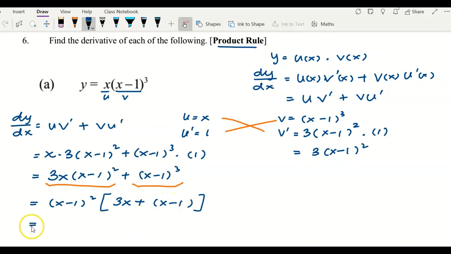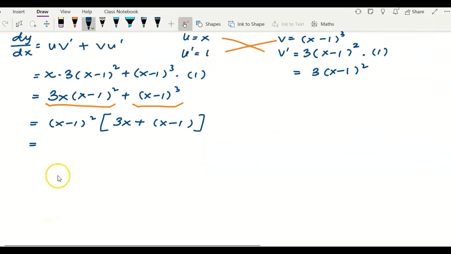Now continue to simplify. You have your common factor (x minus 1) squared outside, and inside the bracket you simplify it and get 4x minus 1. So check again: is there anything that can be simplified? If yes, then simplify further. If not, then this is your final answer.